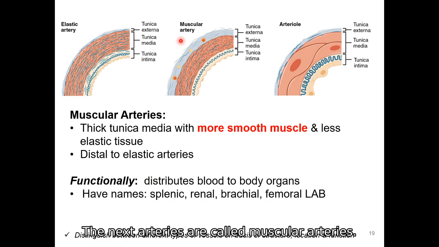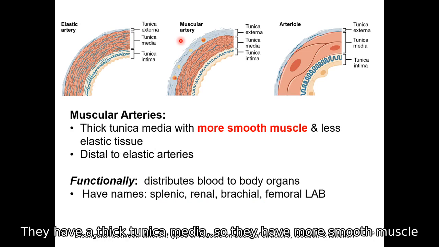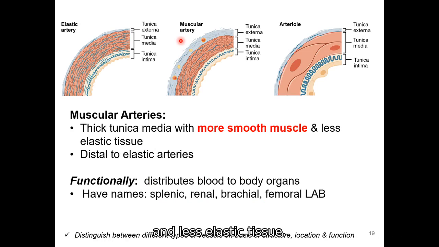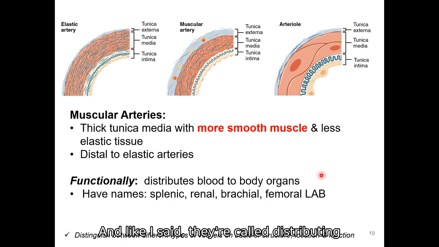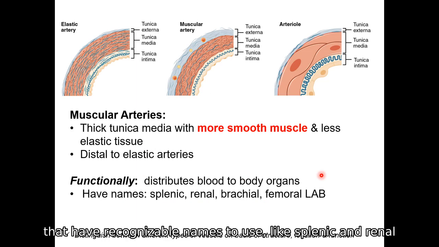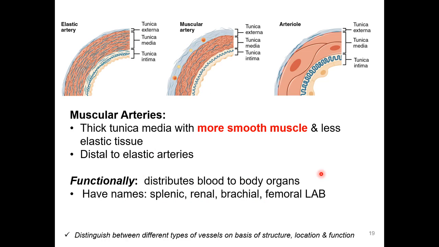The next arteries are called muscular arteries. They have a thick tunica media, so they have more smooth muscle and less elastic tissue. They're going to be smaller in diameter than the elastic arteries because we're branching. And like I said, they're called distributing because they're actually going to go places that have recognizable names to you. So splenic and renal and brachial and femoral.